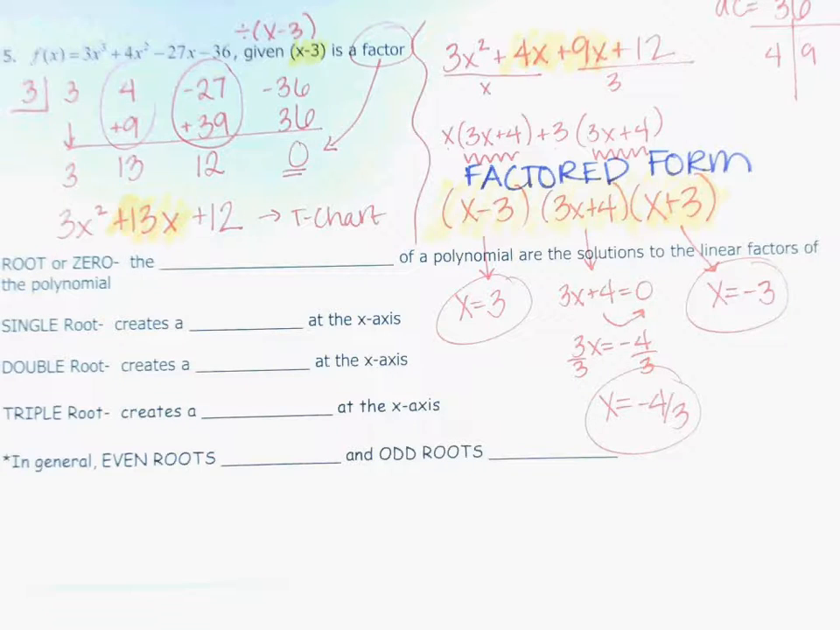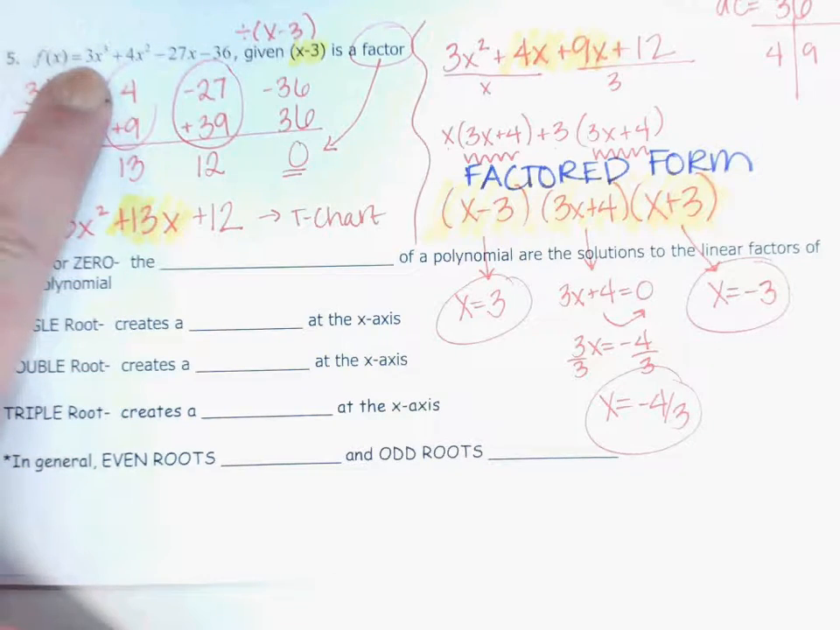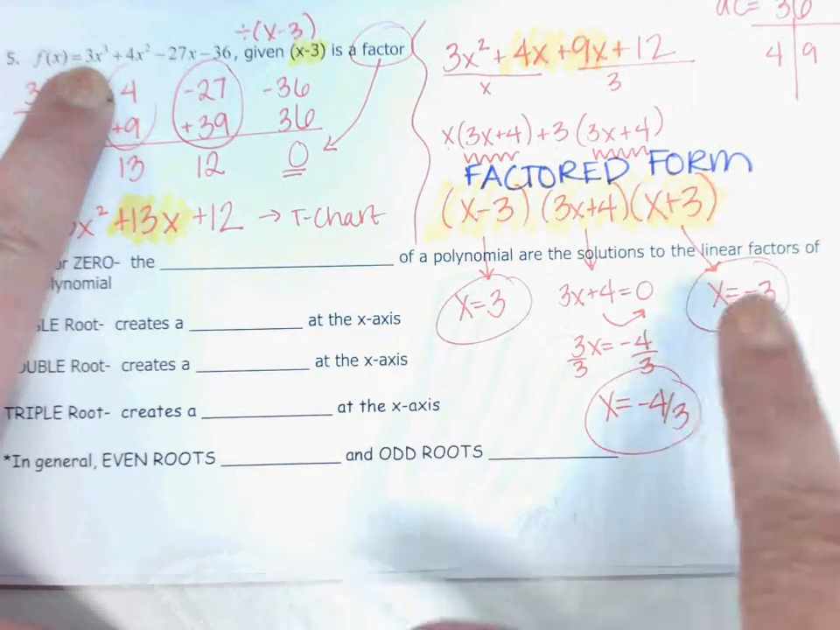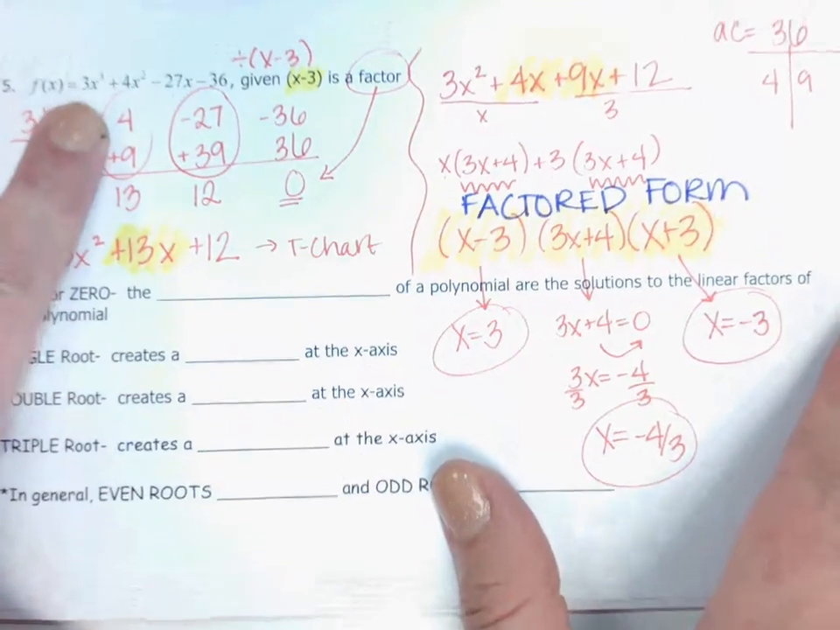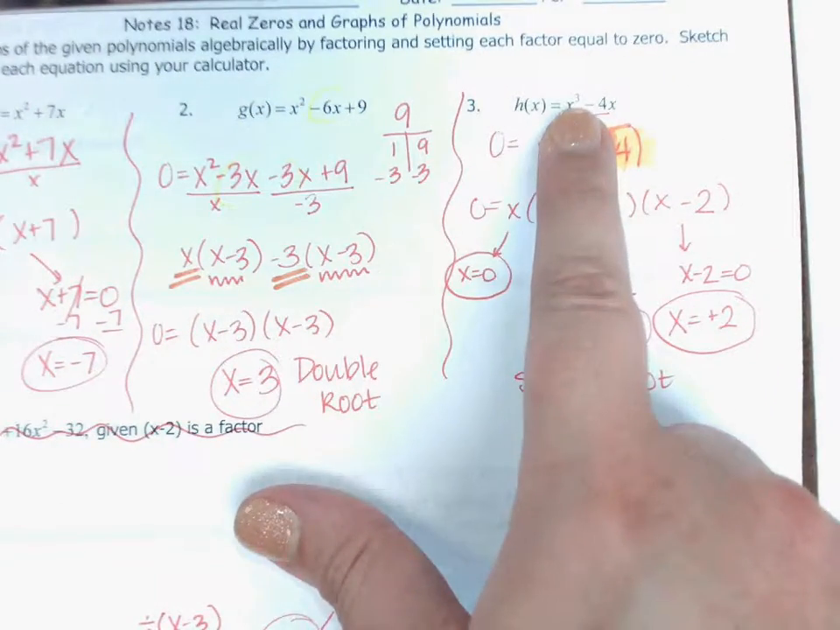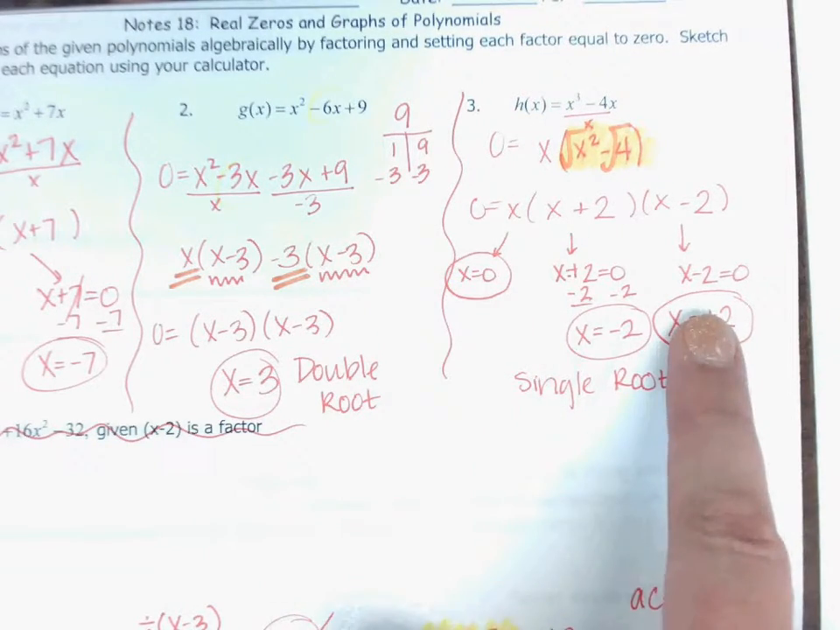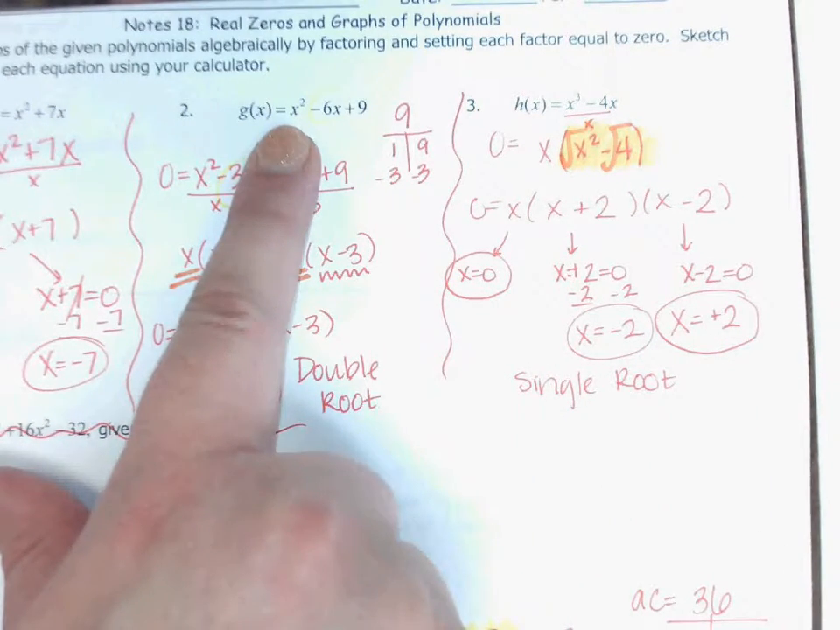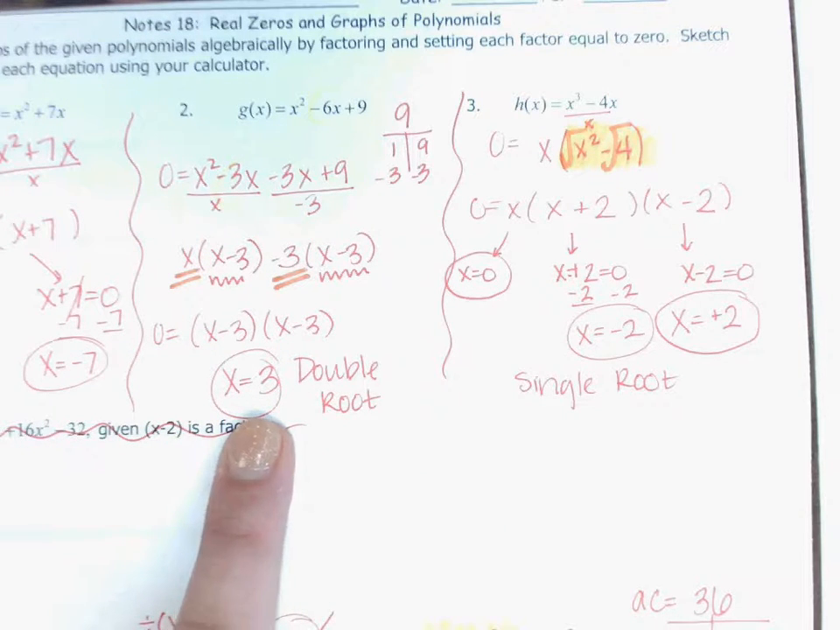Okay, so let's talk about some kind of basic things that you should notice. Look at example 1. How many answers did you get? 2 answers. What was the power on x? X to the 2. Now look at this one. What was x to the power of? 3. How many answers did I get? 3. Now look at this one. It was an x to the 2, but I only got 1 answer, but it was a double. So what that means is you still have 2 answers, they just happen to match each other, okay?